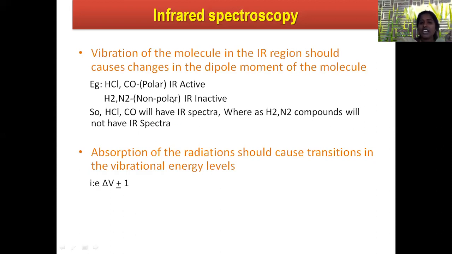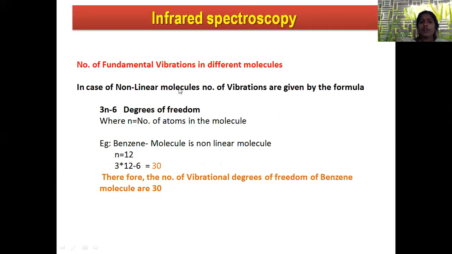One is a change in the dipole moment, then only the molecule becomes IR active. Second is that transition takes place from one level to the next level only. That means only one step excitation is possible, which is given by delta V is equal to plus or minus 1.